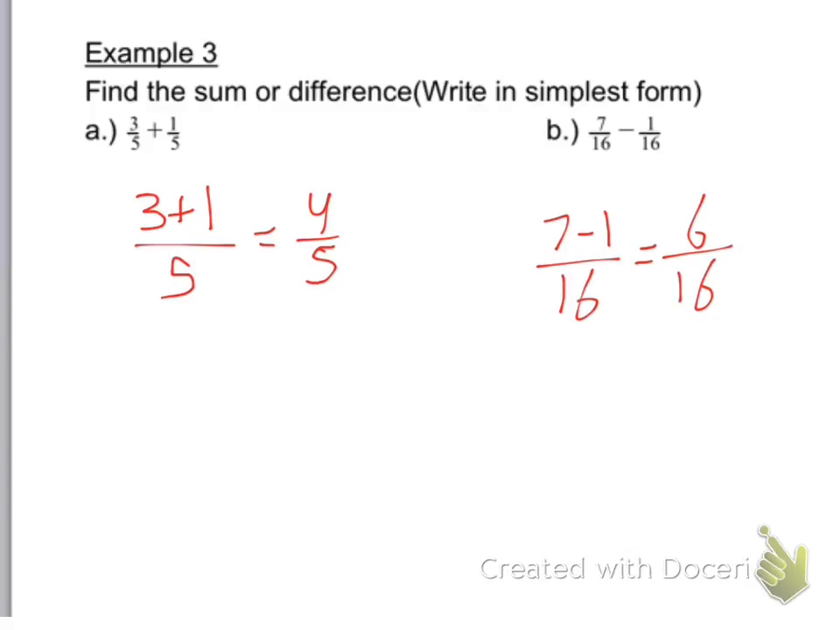Why not? Because you can reduce it. The top and bottom are divisible by what number? What goes into 6 and into 16? You guys told me it was not done yet. It's 2. 6 divided by 2 is? And 16 divided by 2 is 8. So the answer, fully reduced, is 3/8.